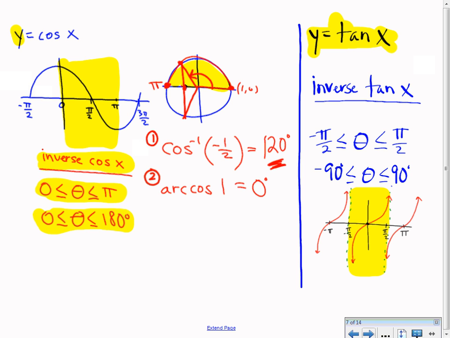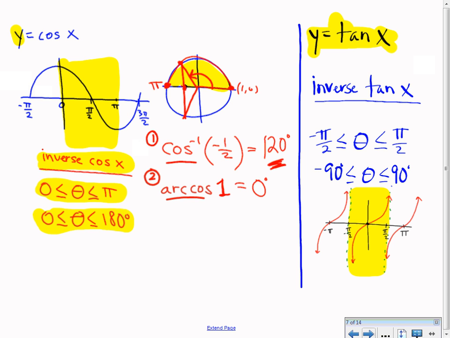Example number 2, arc cos. Again, arc cos is the same as inverse cos. Those are the exact same. And now we're taking it of 1. Remember, that's not 1 degree. That's a ratio once more. And the arc cos, the angle that gets you a cos of 1, is 0 degrees.